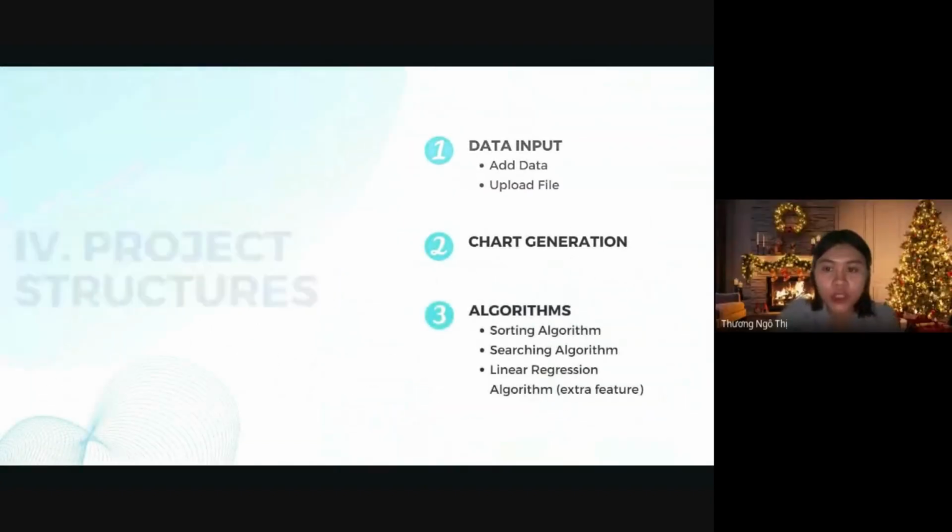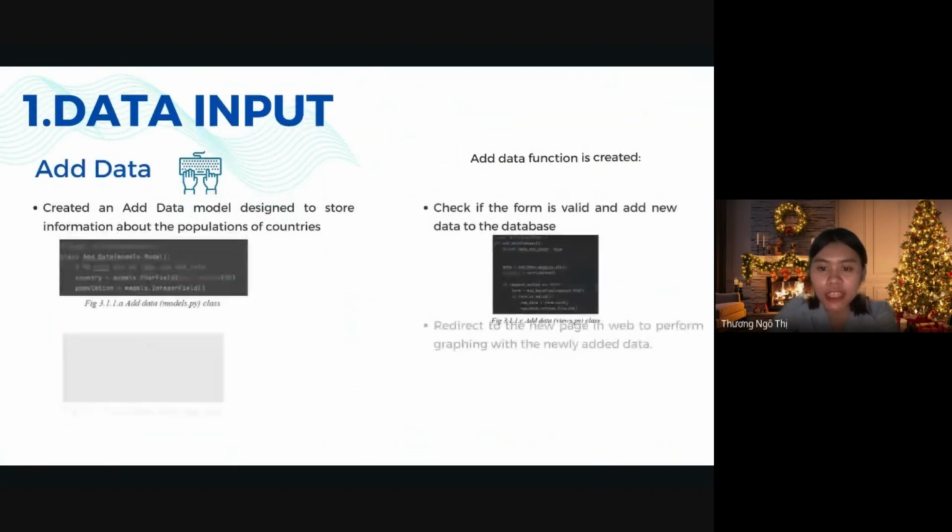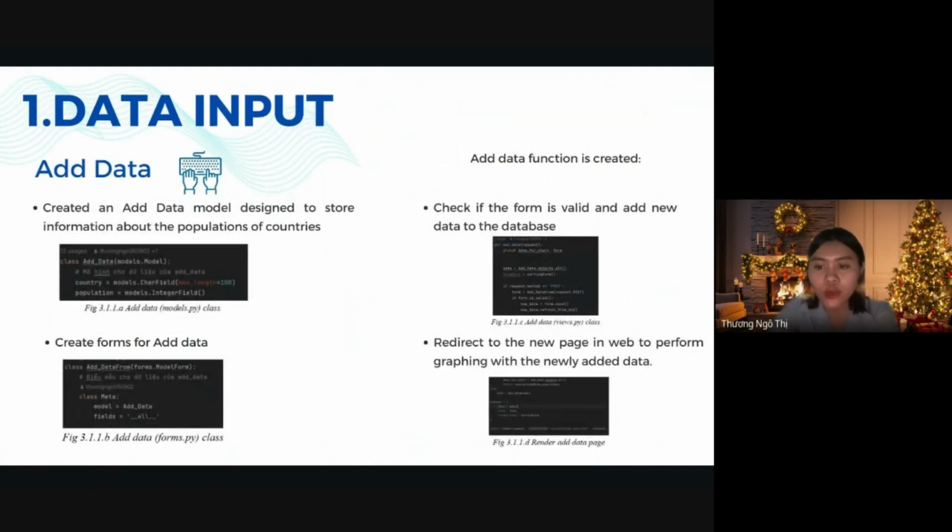Hi there, my name is Ngô Thị Thương. I will present the data input section, the first part of the project structure. Two different types of input data are available in this section: add data and upload file. First, I will present the add data section. Add data is designed to allow users to input data flexibly and directly from the application user interface. From that, data can be used to draw graphs.